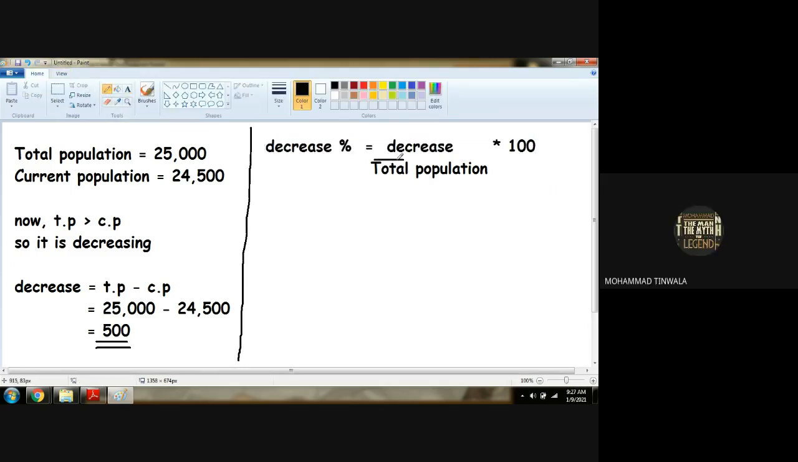So now, what is the decrease amount? Decrease is 500, upon 25,000. Let me write in that only. 25,000.